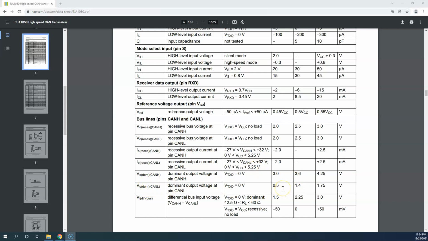Same thing for the output dominant on CAN low. That means it's going to pull down as low as 0.5 volts. The nominal, the typical, is 1.4 volts, which is where I set this one to, and the highest that it would permit that to go to would be 1.75 volts. So this kind of tells you that even though this device is within specification, it could have a range of anywhere between 3 and 4.25 when it's driving the bus on CAN high to the dominant bit. Same thing for CAN low. It can be anywhere between 0.5 to 1.75.